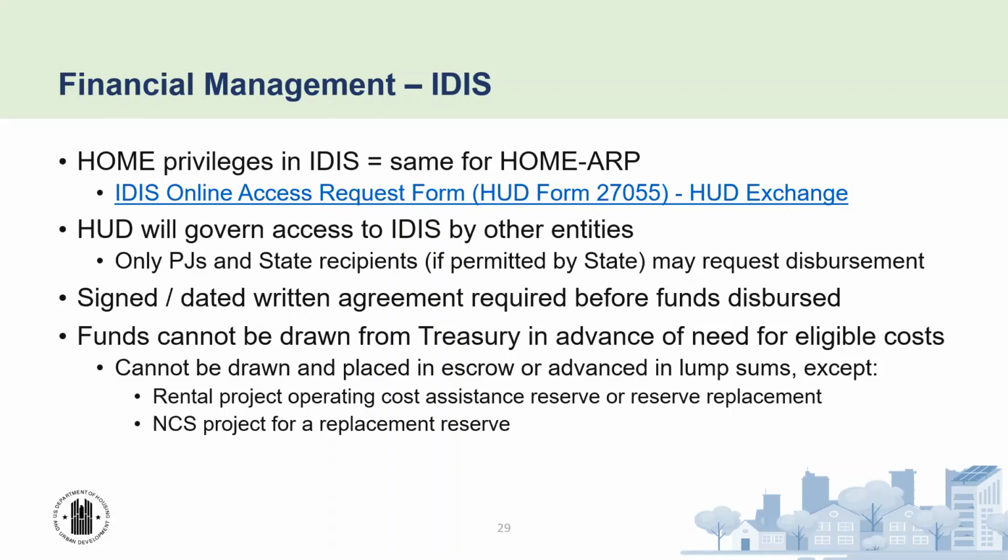Also, the PJ may not draw down HOME-ARP funds from its Treasury account in advance of need to pay eligible costs. So funds can't be drawn down and placed in an escrow or advanced in lump sums to state recipients, subrecipients, project owners, service providers, or landlords or tenants, except that funds may be drawn down for a HOME-ARP rental project for an operating cost assistance reserve or reserve replacement, and HOME-ARP funds may be drawn down for a replacement reserve as part of a non-congregate shelter activity in accordance with the requirements of CPD Notice 21-10. Next slide, please.